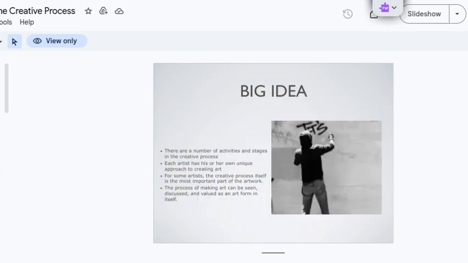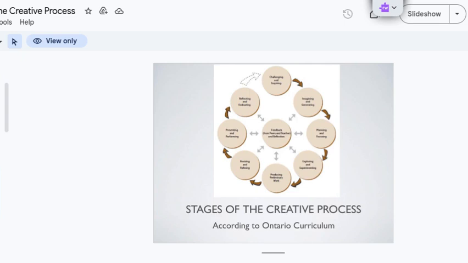Okay, now this is when I get too excited, and it's good that I get to sit at home and make PowerPoint to make videos, but then I get way too much information. So none of that's important. This part's important here. This is called the stages of the creative process according to the Ontario curriculum. Again, if I've taught you before, you've seen this. And it has all these different steps, talking about challenging and inspiring as the first step of any project.